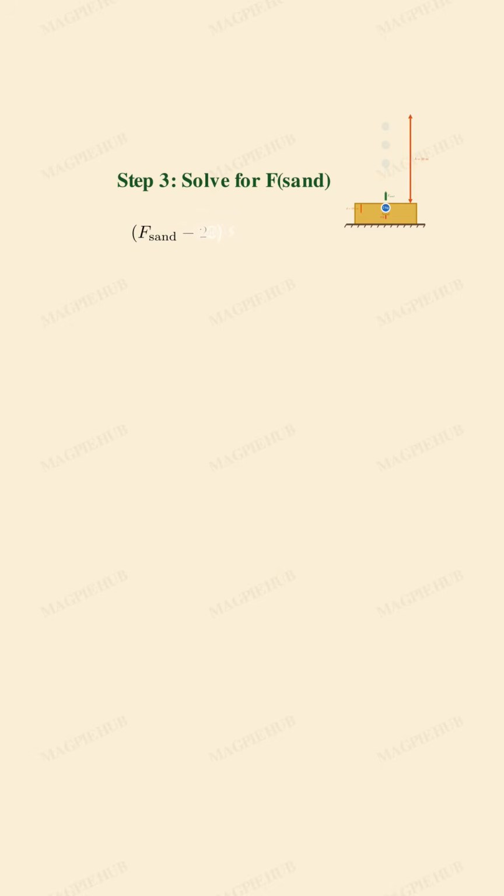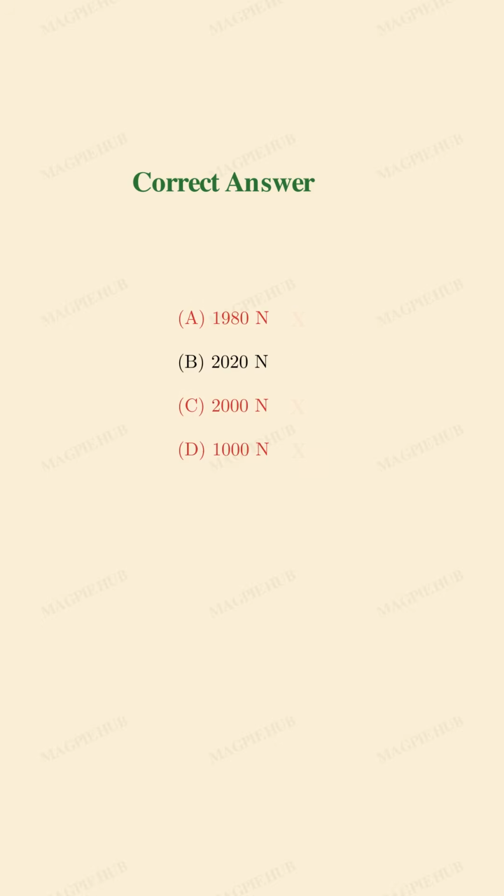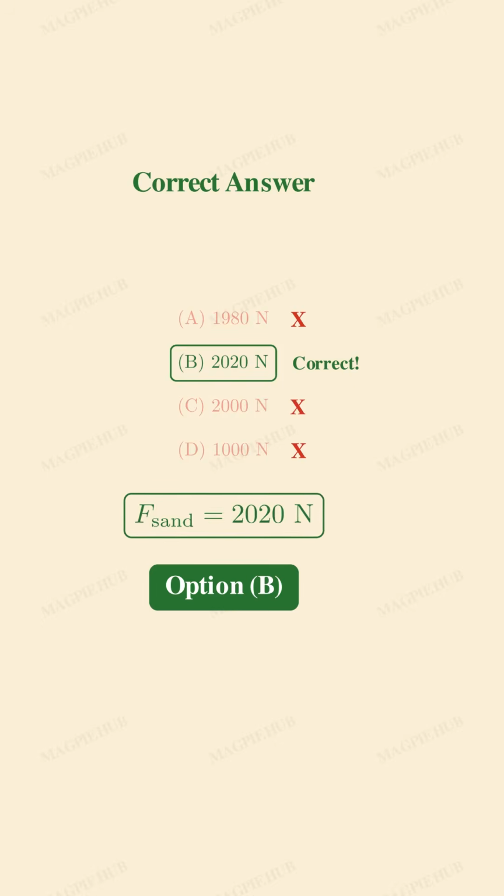Step 3. Solving for F sand. From the equation, (F sand minus 20) times 0.1 equals 200. Dividing both sides by 0.1, F sand minus 20 equals 2000. Therefore, F sand equals 2000 plus 20, which gives us 2020 newtons. The average force exerted by sand on the ball is 2020 newtons. The correct answer is option B.